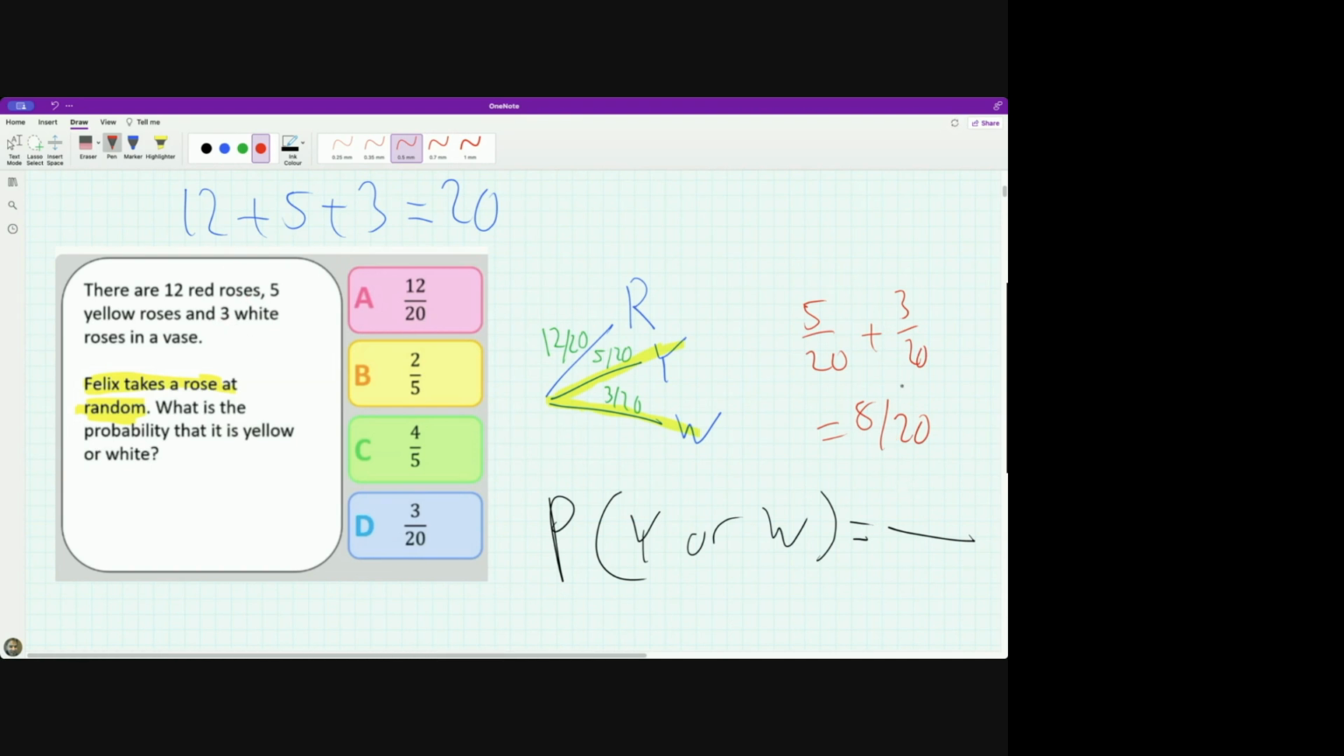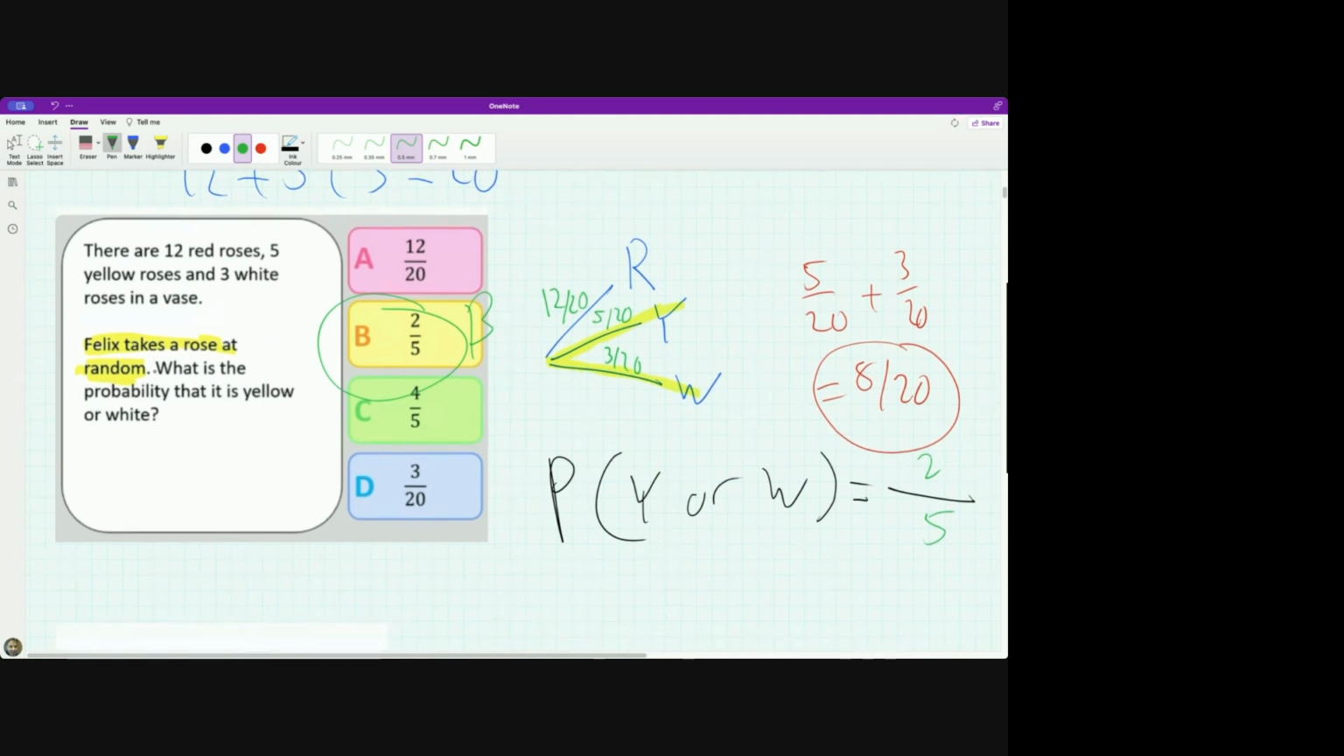So this is 8 out of 20, but there's no 8 out of 20. So you have to look for an equivalent fraction. And what's equivalent here? It's going to be 2/5. So B is the correct answer. So on Elena, I agree with you. So that is the example question.